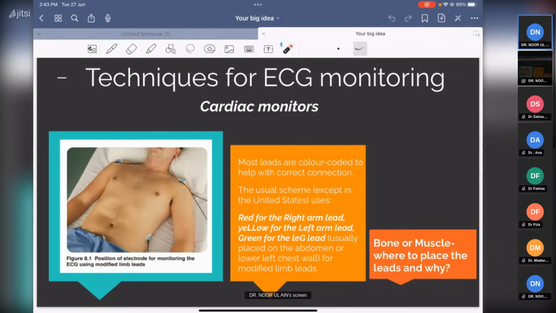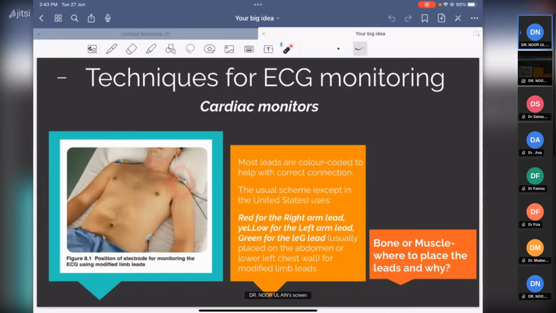Okay. Starting with the very basic, the first cardiac monitor that I will talk about is a three lead ECG, and what we do is it's standardized. Red represents the right arm. That is where you put the red lead on the right arm. Yellow, this is just for mnemonic, so it's easier for you to understand, on the left arm, and green for the leg lead.